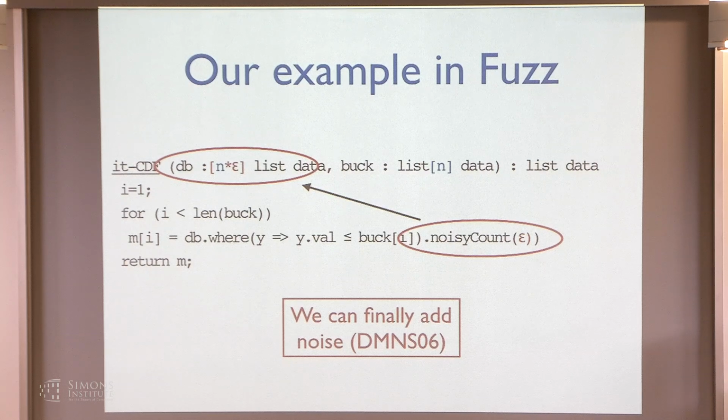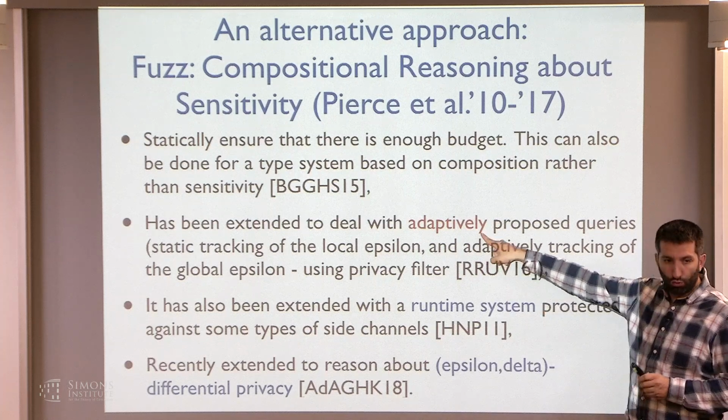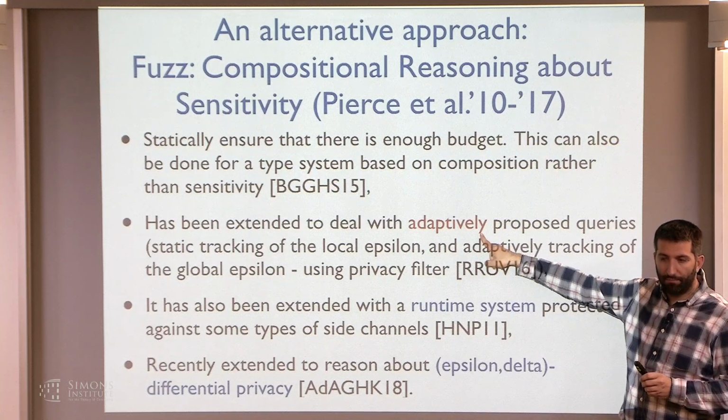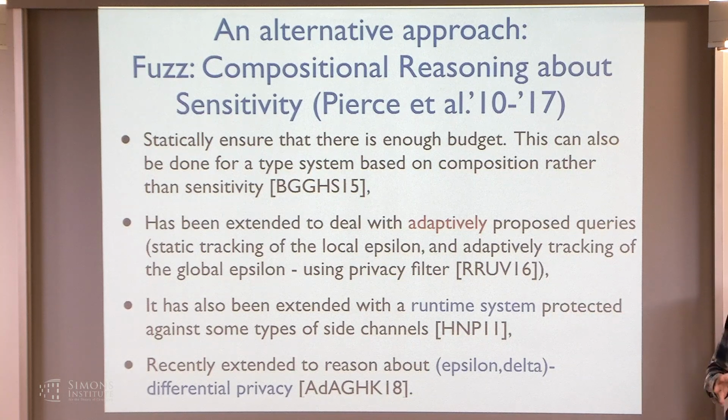Okay. And in particular, you commit to all your use of epsilon before you see the data. So no, not, it depends again. It was extended to work adaptively based on the privacy filter approach, and there you can see the data before committing. Okay.